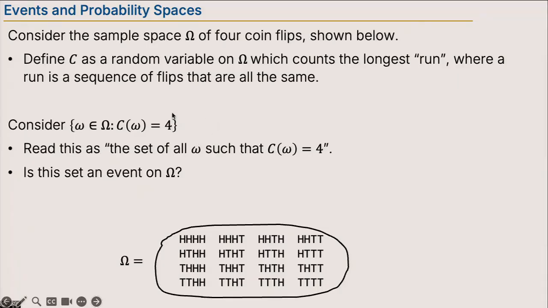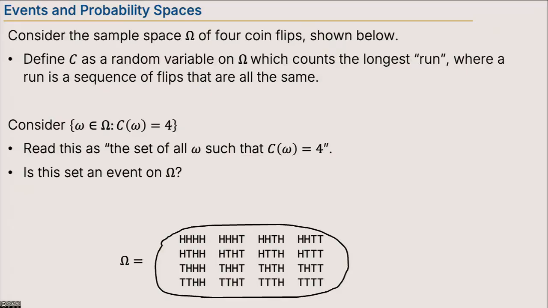The way you should read what I've written on the slide, and it also appears in the notes this way, it's the set of all omega in the sample space, and this colon you should read as such that, and it's that the random variable maps that sample to 4. So question for you, is that set an event on omega? I said yes, implicitly there. So why is that set an event? What's an event? You guys remember, how do we formally say what an event is in a sample space?